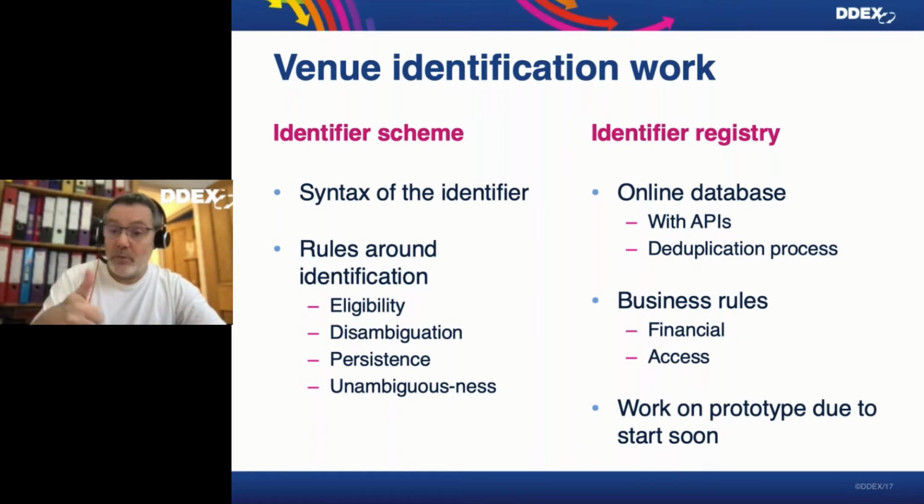How much money do we need? What's the financial ongoing cost? How do people pay for it? How does the industry pay for it? And who gets access? Are there different tiers of access? All of those things need to be thought through, and we are in the process of doing that.